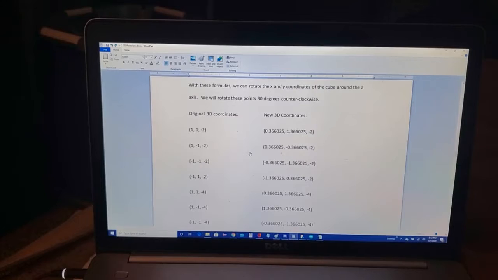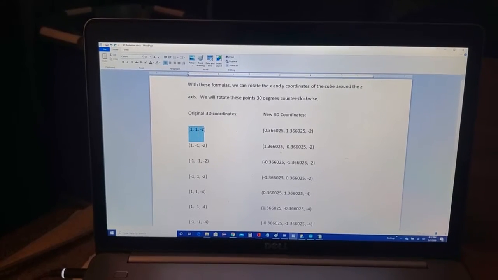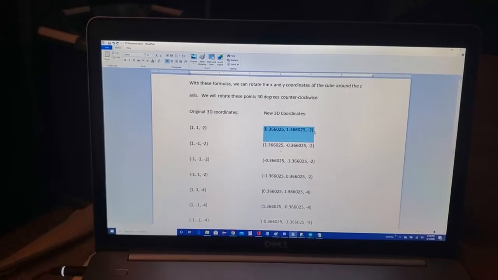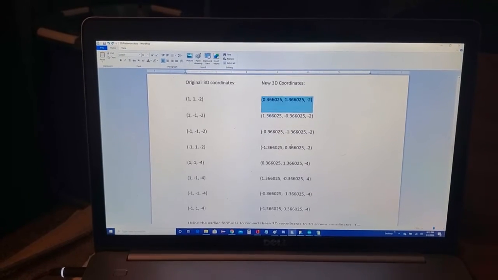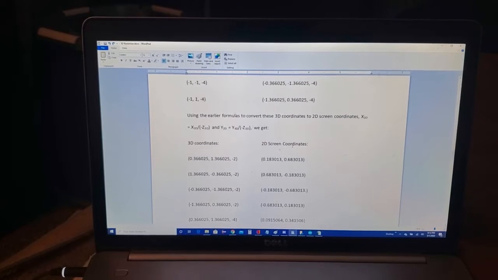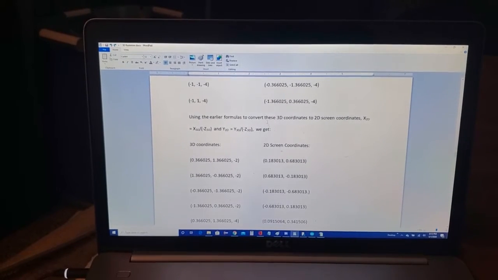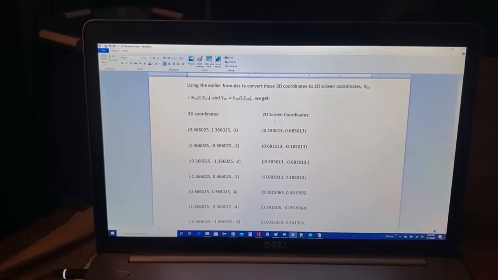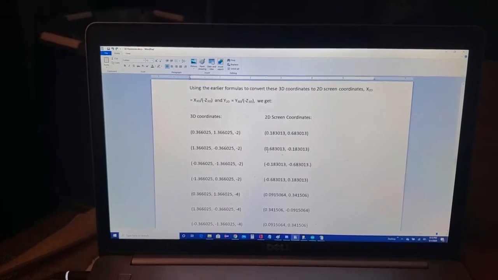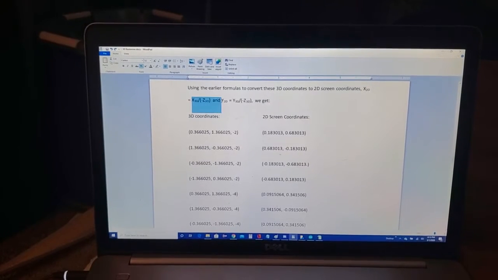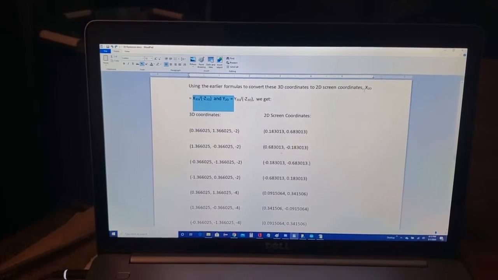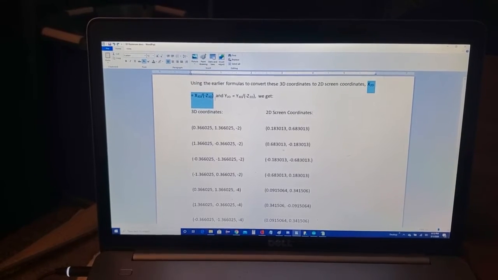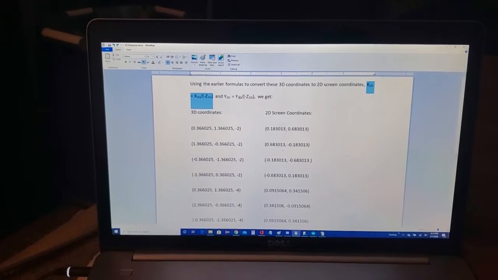Here's a table of the original 3D coordinates and the new 3D coordinates that we get after we apply that algorithm, that formula. So with the new rotated coordinates, we want to convert those 3D coordinates into 2-dimensional screen coordinates like before, using the same formulas as before. X2D equals X3D divided by -Z3D, and the same with the Y coordinate as well.